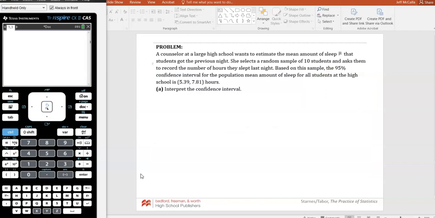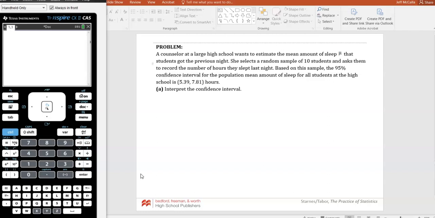Okay, so we're done with the lesson part, basically, but let's just go over a few problems, make sure you get it. So again, part of this is just understanding the difference between interpreting a confidence interval and the confidence level. So a counselor at a large high school wants to estimate the mean amount of sleep that students got the previous night. She selects a random sample of 10 students and asks them to record the number of hours they slept last night.